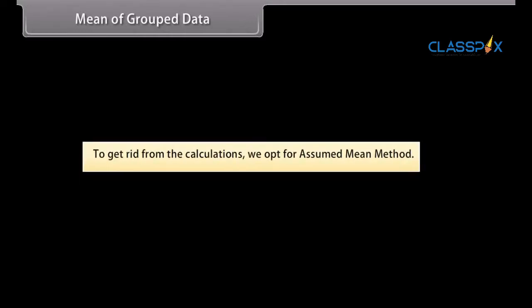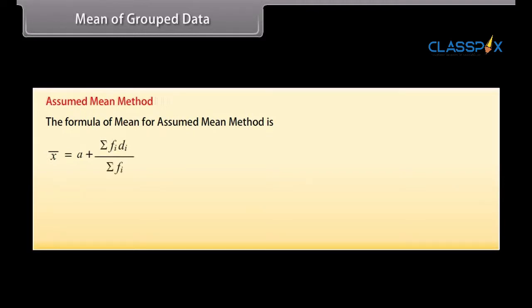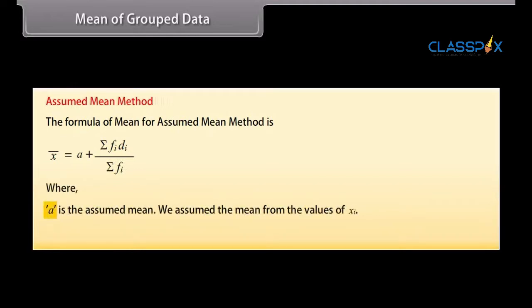Mean of grouped data. Sometimes the product of xi and fi becomes too large that this method becomes quite time consuming. To get rid of calculations, we opt for assumed mean method. Assumed mean method. The formula of mean for assumed mean method is a plus summation of the product of fi and di divided by summation of fi, where a is the assumed mean. We assume the mean from the values of xi. di is equal to xi minus a.